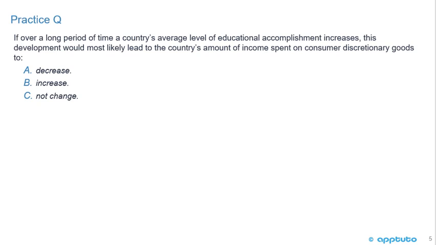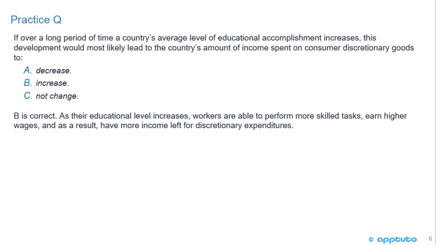If over a long period of time a country's average level of educational accomplishment increases, this development would most likely lead the amount of income spent on consumer discretionary goods to A, decrease, B, increase, or C, not change. I think that one's really easy as well. B is correct. As their educational level increases, workers are able to perform more skilled tasks, earn higher wages, and as a result, have more income left for discretionary purchases, like boats or camper vans.